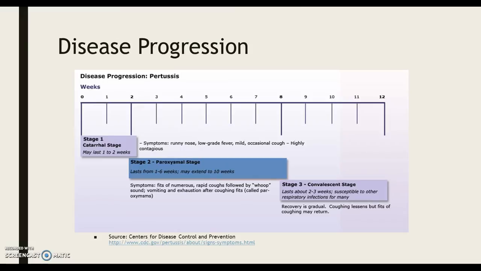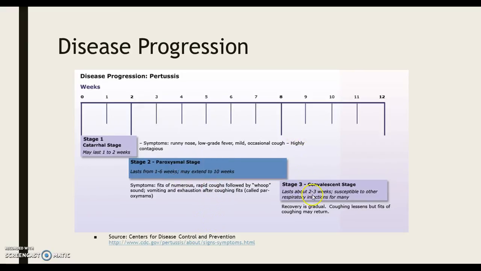Disease progression. Stage 1, catarrh stage, with cold-like symptoms but very highly contagious, may last 1 to 2 weeks. Stage 2, paroxysmal stage, lasts from 1 to 6 weeks, but may extend to 10 weeks. The symptoms are more severe, with numerous rapid coughs followed with a whoop sound. Vomiting and exhaustion are involved also.